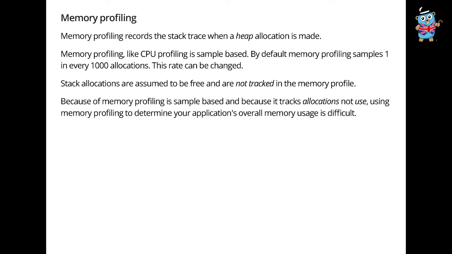Memory profiling is a bit different. It records the stack trace of where the allocation was made. It's sample-based, so it's not done by time, but by the number of allocations. By default, when you turn on memory profiling, one out of every 1,000 allocations will actually record this information. You can change that rate, obviously, right down to 1-to-1, but this has an extreme impact on performance.